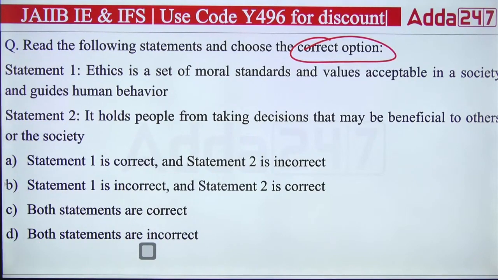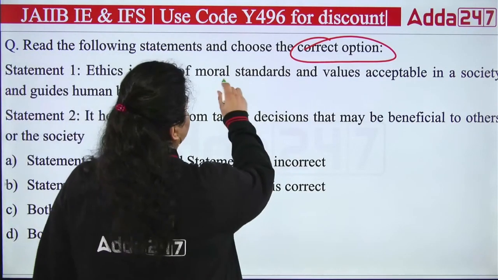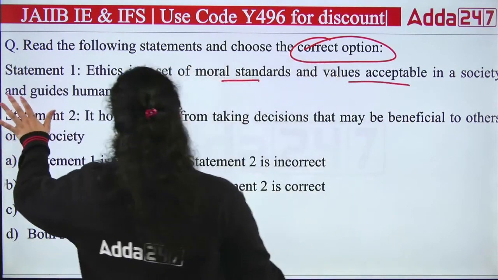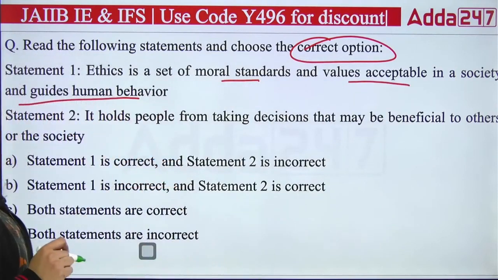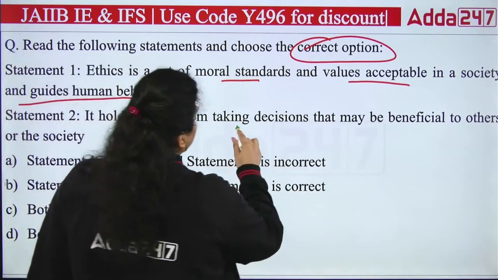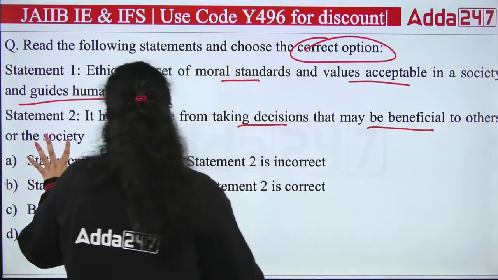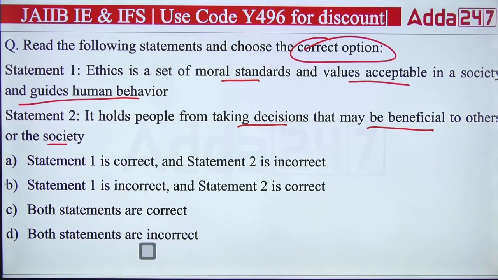Chalo. So first is saying ethics is a set of moral standards and values acceptable in a society and guides human behavior. Second, it holds people from taking decisions that may be beneficial to others or the society. So which of the following are correct here? A, B, C or D?